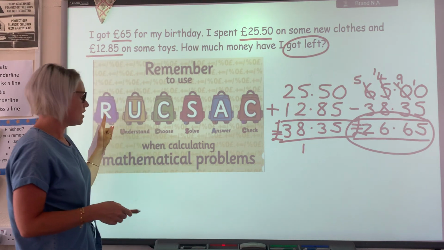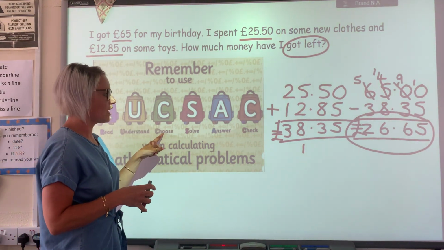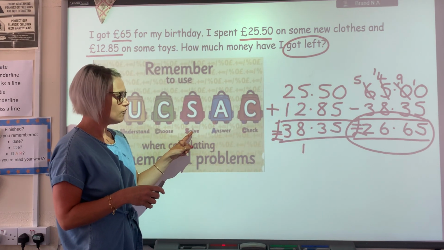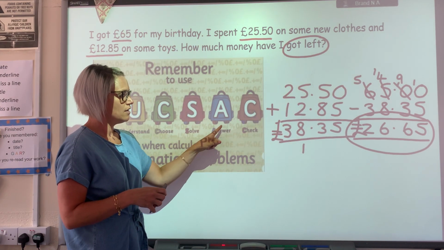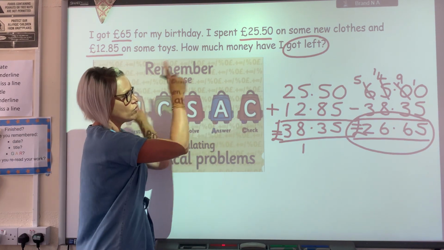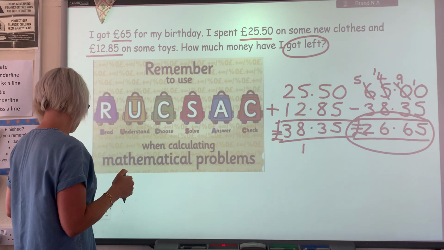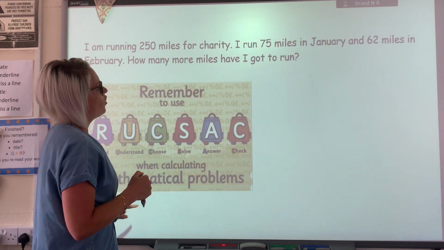So we've read it, we've understood it, we chose our calculations. This time we had an add and a takeaway. We solved them both. We had an answer. You will have checked it, reread the question, seen if it makes sense, and then you can move on. So we've got one more example.